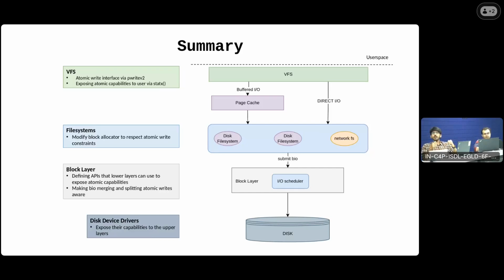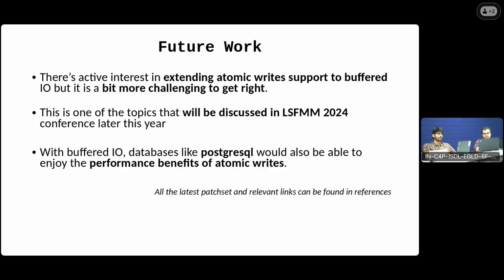On the block layer, again, as Ritesh discussed, we had to take care of merging and splitting. That again we did by adding intelligence to the merging algorithms and by exposing min and max in such a way that you'll never split the BIOs. The APIs needed to be defined so that we can hide all the underlying device complexities from the user, and the device drivers had to expose the capabilities.